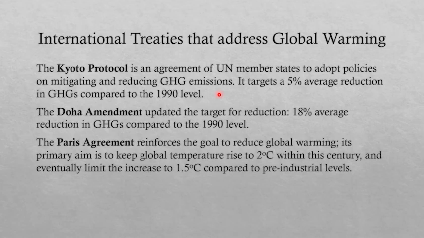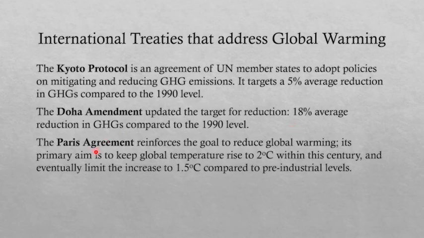Next, we have the amendment to the Kyoto Protocol called the Doha Amendment. The Doha Amendment updated the targets for reduction. After the target 5% reduction in the Kyoto Protocol, the Doha Amendment stipulated that the average reduction should be increased by 18% compared to the 1990 level. That is a significant reduction in greenhouse gas emissions. Again, the Philippines is also a signatory to the Doha Amendment.